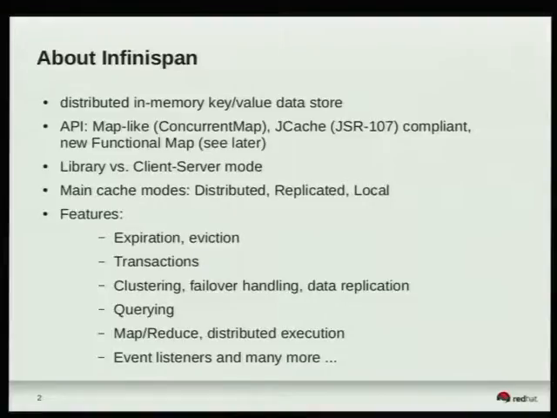As I said, the basic unit of operations is the cache, and it can operate in three basic modes. There are actually four, but three of them are the basic ones. The local mode is when you have the Infinispan cache on one single node. So it's basically a map with extra features like transactions, eviction, expiration, querying, and so on. It's like a super map.